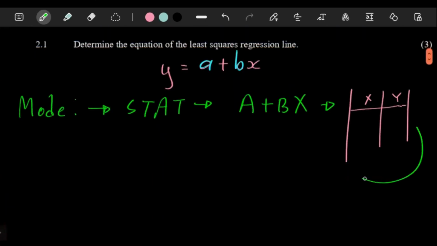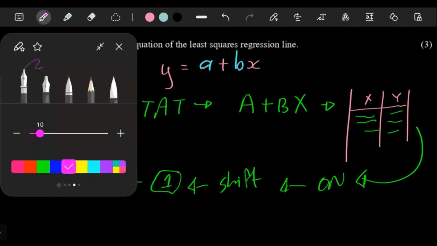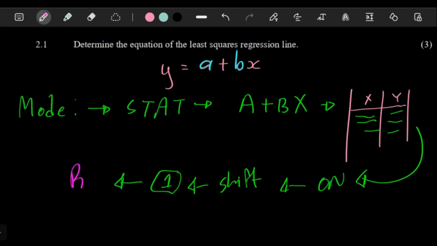And then from here, you are going to do the following. After putting in the data, you're going to press the on button. You press the on button, then you press shift and then the number 1 button. And then after pressing the number 1 button, you press reg, for least squares regression line.